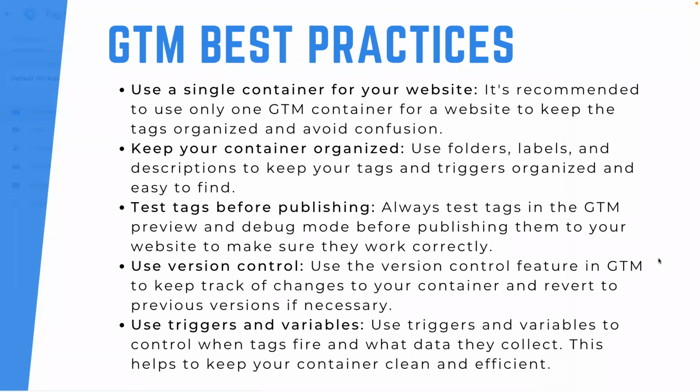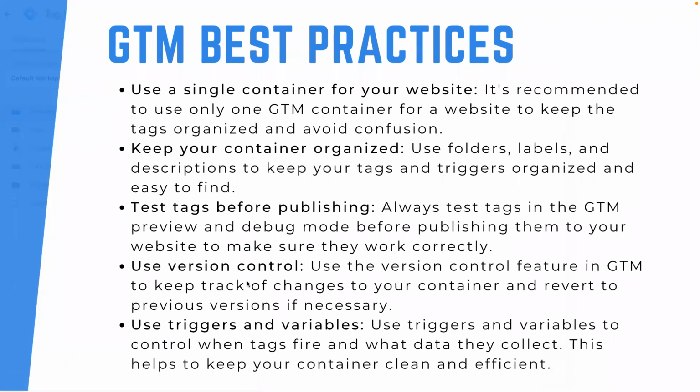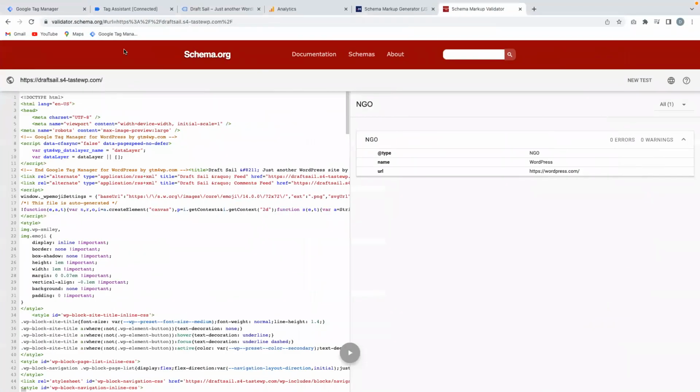Test it before publishing, so that way you catch problems before publishing. Use version control. Today we checked everything, so we have everything perfectly and we used it very well. Now we use triggers and variables for different kinds of events. Let me show you one more thing if you guys want to see.